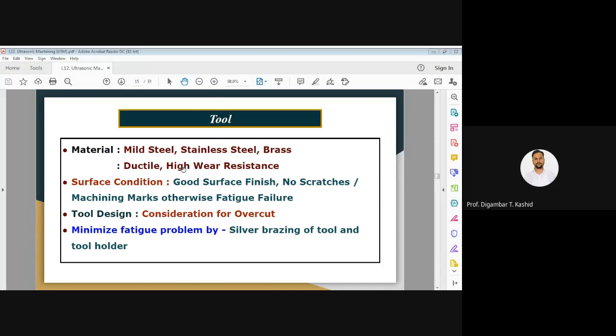Again, the tool design consideration for overcut should be taken into account at the time of tool design, so that you get the desired shape and size of your machined workpiece. You should also minimize the fatigue problem by silver brazing your tool and your tool holder. That way you can minimize the fatigue failure. So this is about the tool.